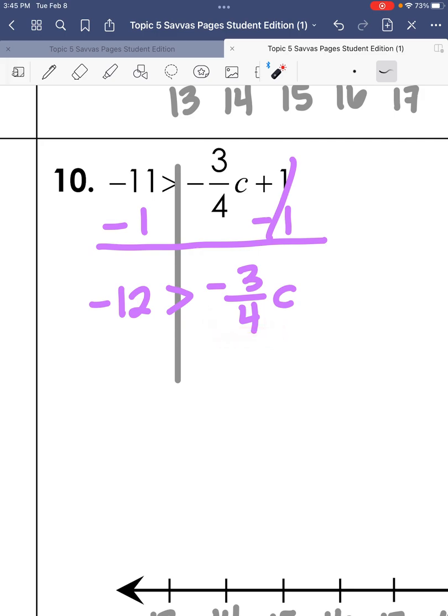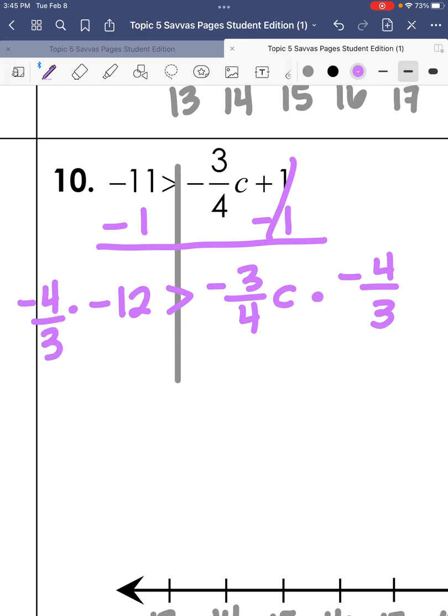So how can I undo that? Well, multiply by the reciprocal. So I'm going to multiply by negative 4/3. And I'm going to do that on both sides. Multiply by negative 4/3. Okay, so let's talk about the side with the variable.